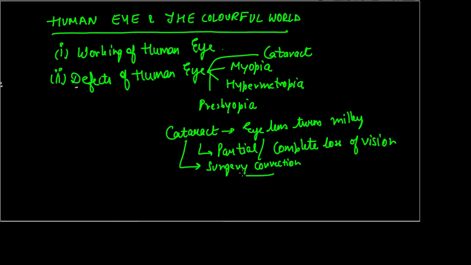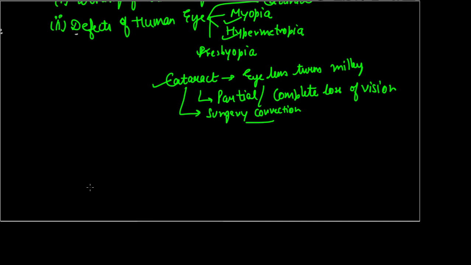This is how you have to study the defects of the human eye. Four major defects, out of which three are very, very important: myopia, hypermetropia and presbyopia. Cataract is just slightly mentioned in your textbook, so just go through it once. Please go over these defects, their correction and everything, as well as the ray diagrams which are seen in your textbook with regards to their correction.